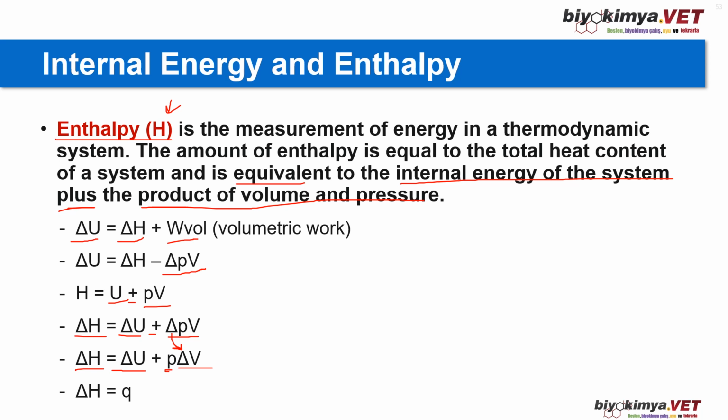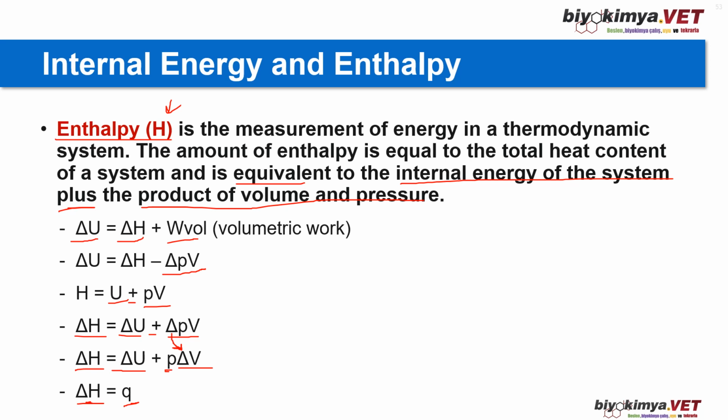Another representation: the enthalpy change equals Q. The small letter Q represents the heat flow. The heat flow at constant pressure in a process is equal to the enthalpy change. And this is the formula. And the relationship between the small letter Q, which is the heat flow, and the enthalpy change can be defined by knowing whether the heat flow is endothermic or exothermic.